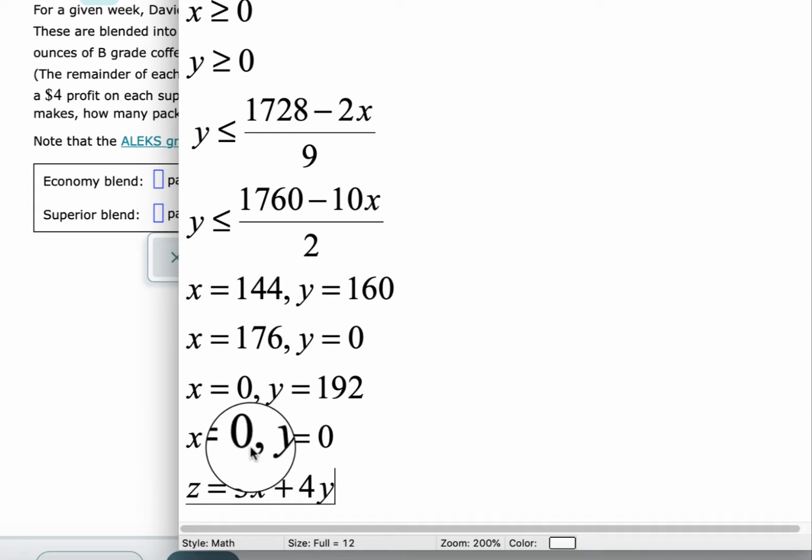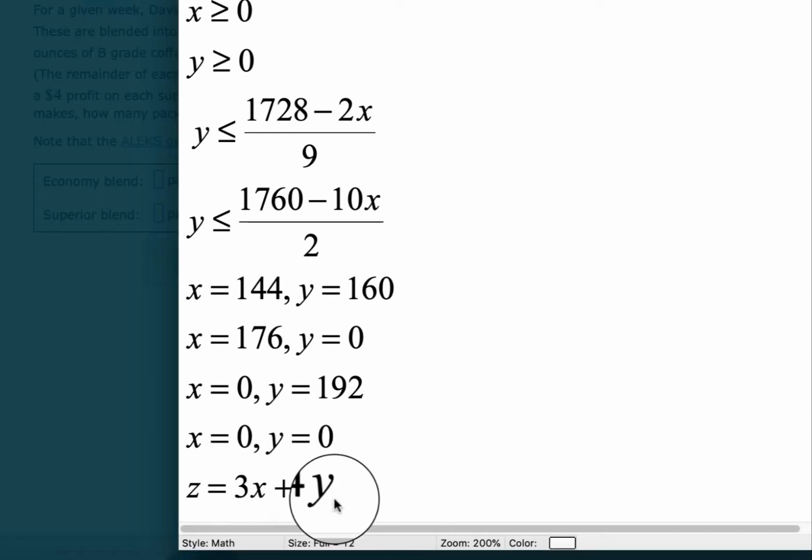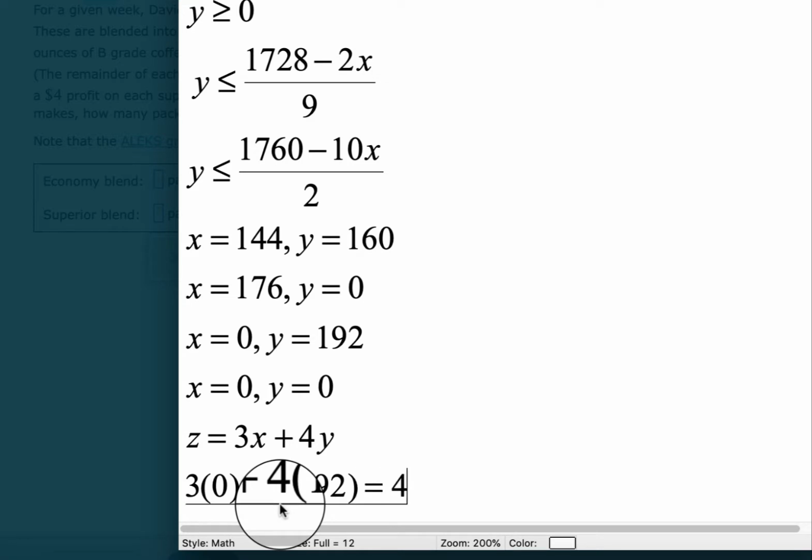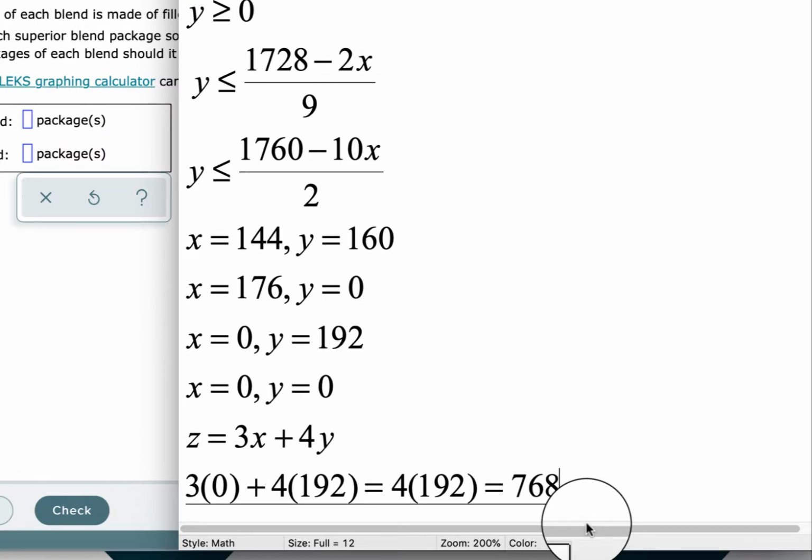And we clearly see that 0, 0 is not going to maximize. 3 times 0, 4 times 0, you're not producing any packages in any blend, so therefore you're not going to make any profit. So that we can just throw out. So let's take a look at 0, 192 and see if that will give us a larger value. So we're going to take 3 times 0 plus 4 times 192. And we'll go out to the ALEKS calculator to do 4 times 192. Equals 768.